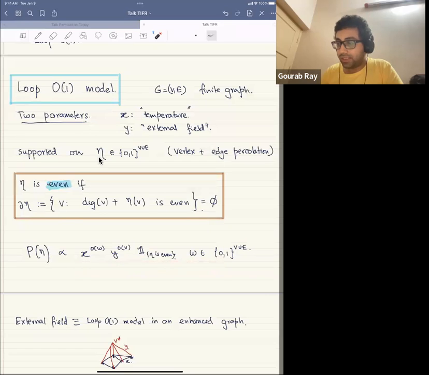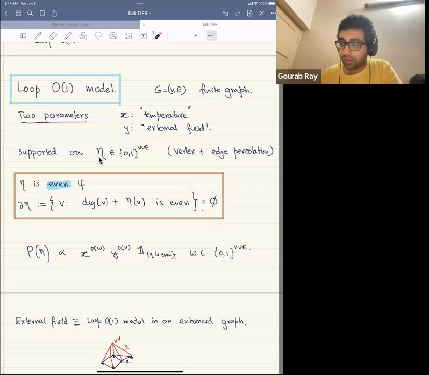It's a percolation model on vertices and edges. Every vertex is either open or closed, and every edge is either open or closed. The probability measure simply has weight x for every open edge and y for every open vertex. If you are familiar with Ising, this x is related to the temperature of the Ising, and y is related to something called the external magnetic field of the Ising.